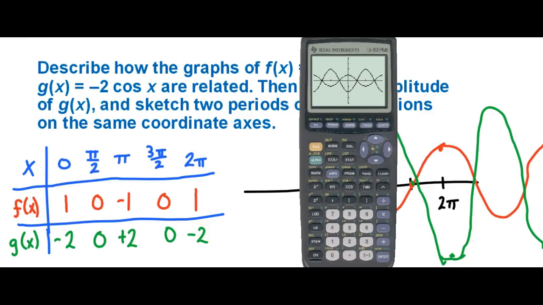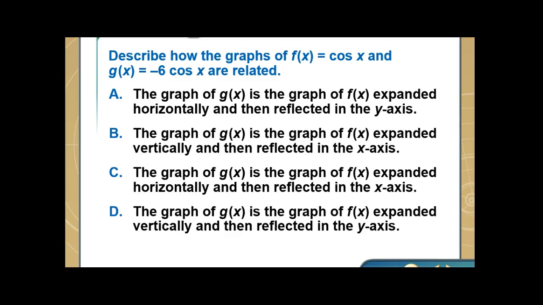Let's go ahead and try the sample problem. See if you can predict how -6 cosine of x would affect the graph.